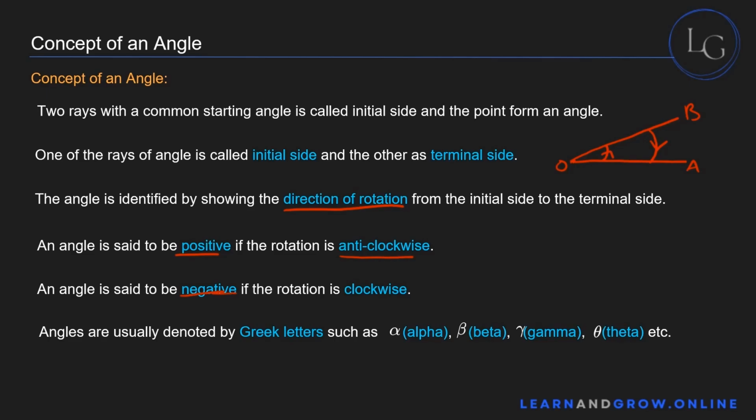And angles are usually denoted by Greek letters such as alpha, beta, gamma, and theta, and we usually use this theta.